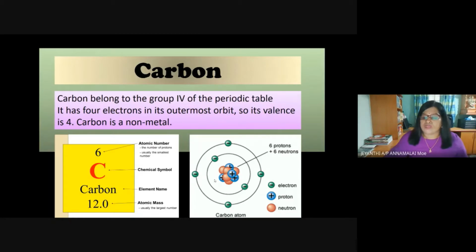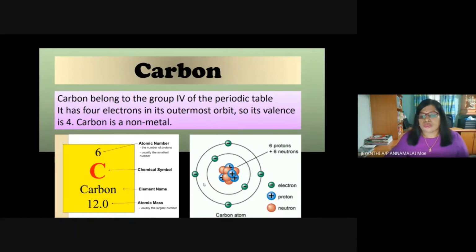They have 2 orbits. The first orbit always holds a maximum of 2. Once this 2 is stabilized, the next orbit should be 8 to be stable. But now it's only 4. This outer shell, or outer orbit, only has 4 electrons: 1, 2, 3, 4. That means, to stabilize this carbon atom, you need another 4. Either you donate 4 electrons out or bring in another 4. So this is the actual structure of the carbon atom.